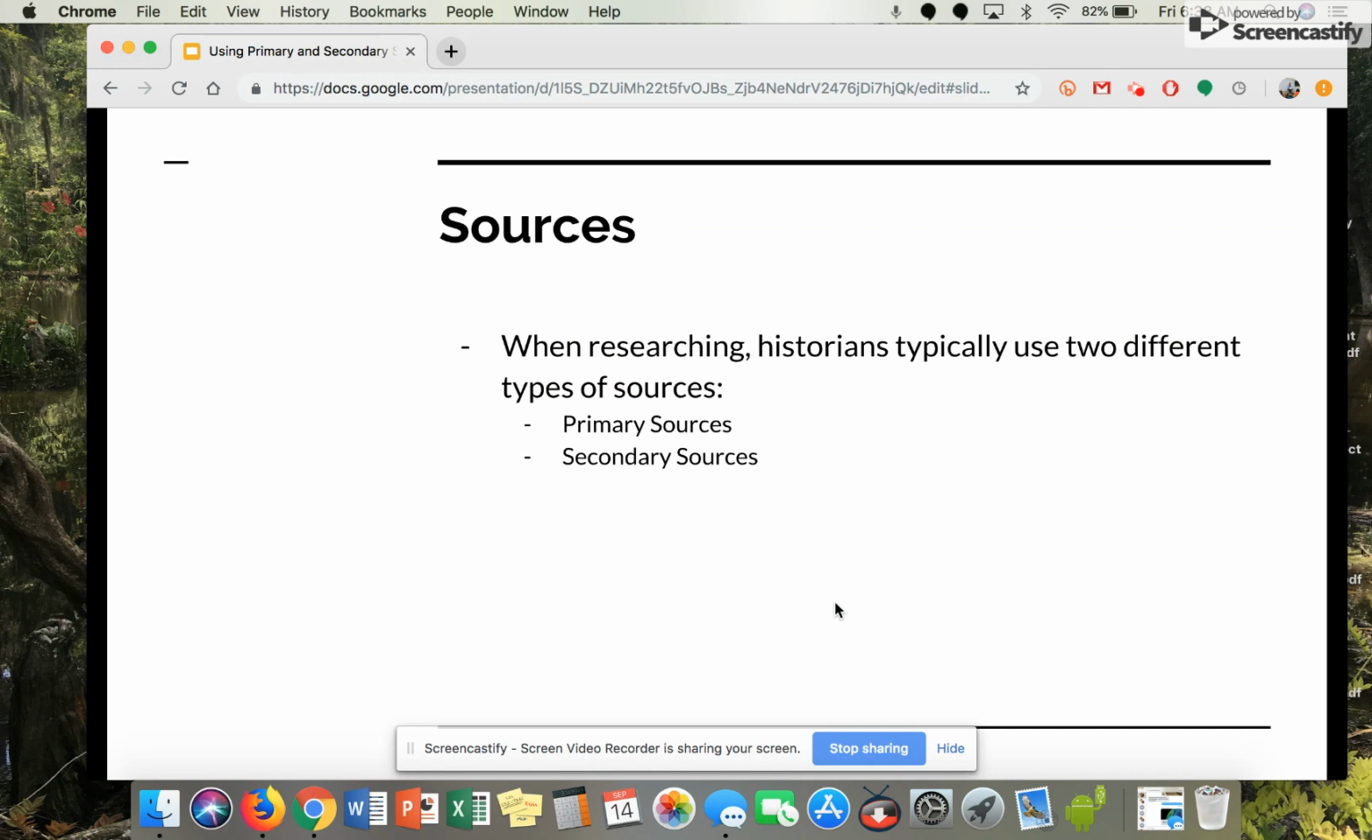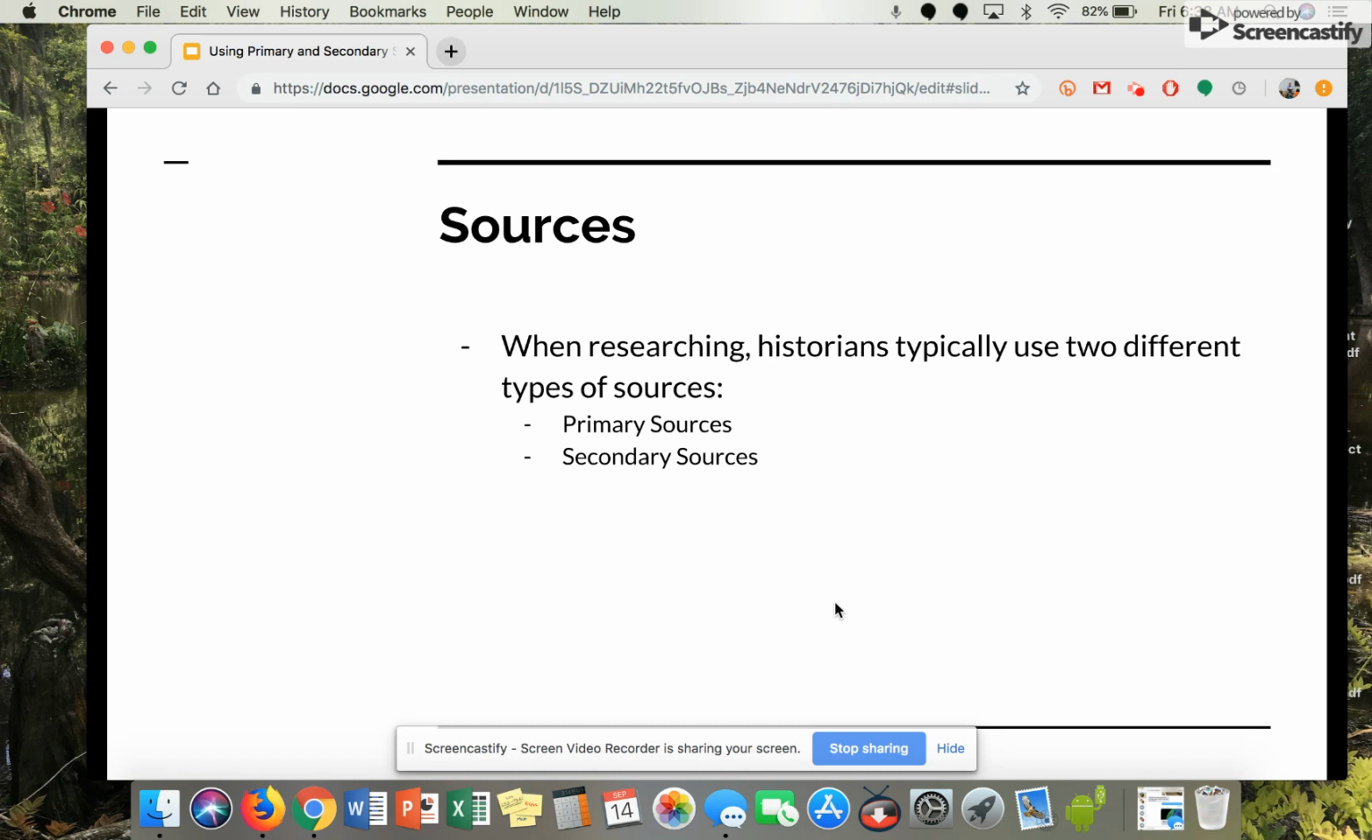To begin, we need to understand why we use sources and what sources are. While we research, historians use two types of sources. They use primary and secondary sources. And the use of sources is to gather information and to analyze information.